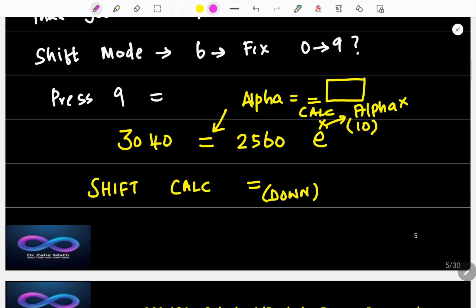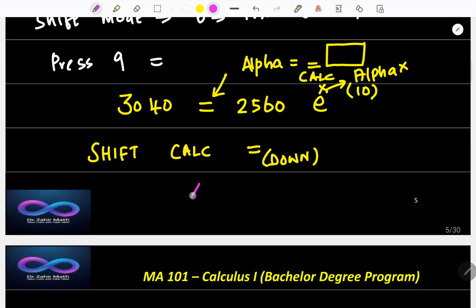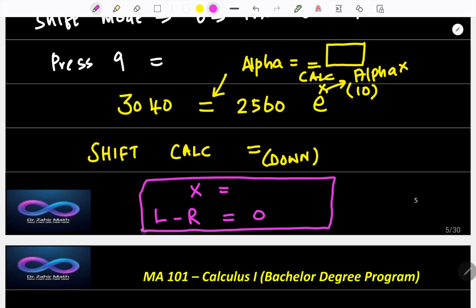If you use this, the screen will show X, then L minus R is equal to 0. Are you getting the screen like this? The X is nothing but your value, 0.0171850256. Are you getting this value? Yes. So this is your K value.